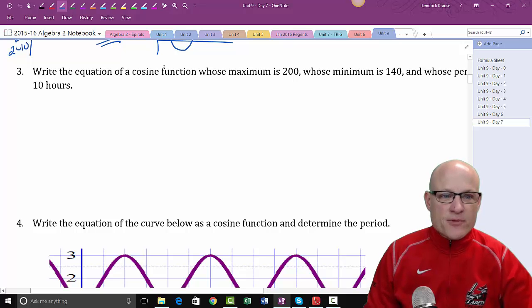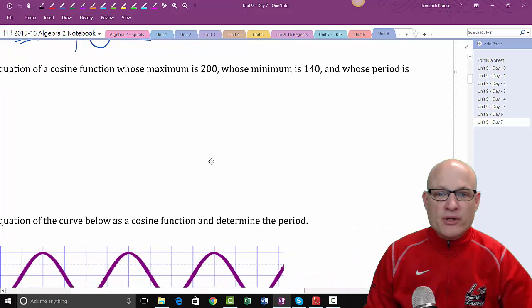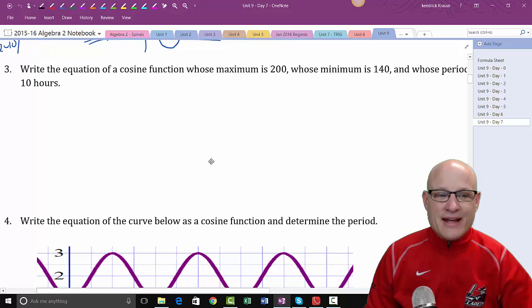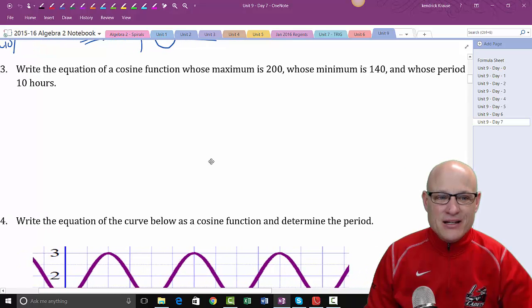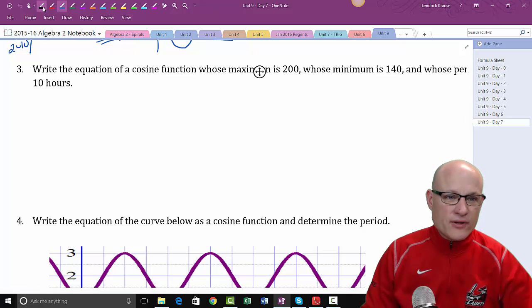All right, so let's see this. Write a cosine function whose maximum value is 200 and whose minimum is 140 and whose period is 10 hours. What? Say what? All right, let's see if we can figure this out.